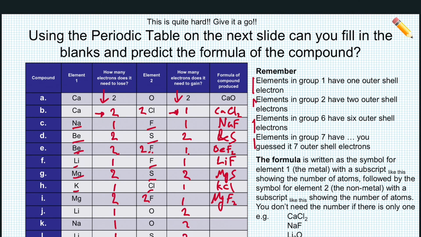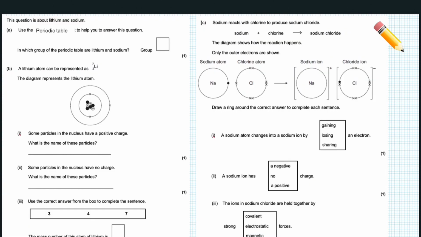Now the others are all the other way around, so we write them the other way around, where we've got 1 oxygen atom that needs 2 electrons. We've only got 1 electron to give away for each lithium atom, each sodium atom, and each lithium atom again. So what we need this time is Li2O, Na2O, and Li2S. I will leave you to have a go at the exam questions.